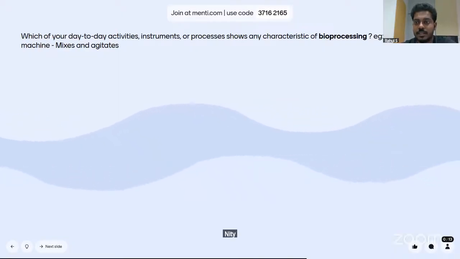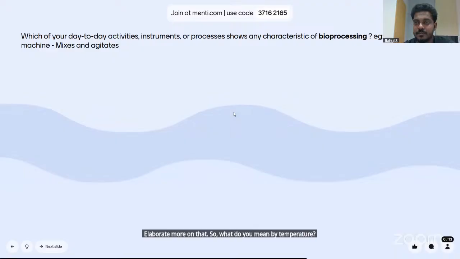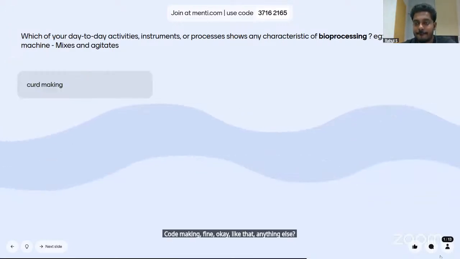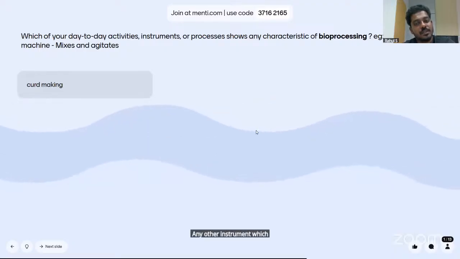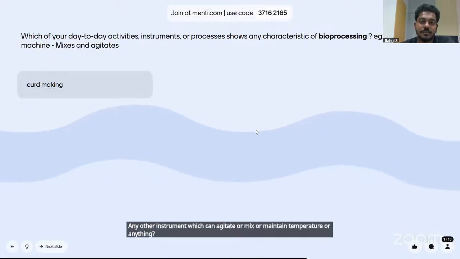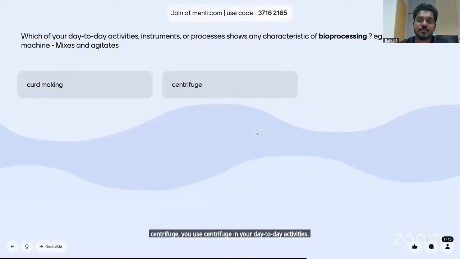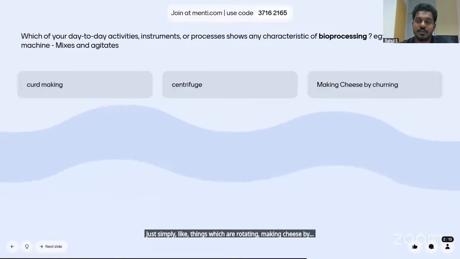Nitya is saying temperature. Nitya, do you want to unmute yourself and elaborate on that? What do you mean by temperature? Curd making, fine. Okay, anything else? Any other instrument which can agitate, mix or maintain temperature? Centrifuge? Do you use a centrifuge in your day-to-day activities? Things which are rotating, making cheese by churning. Okay, fine.